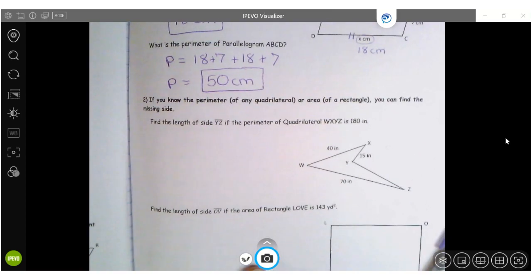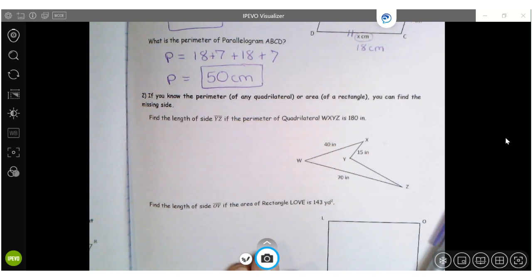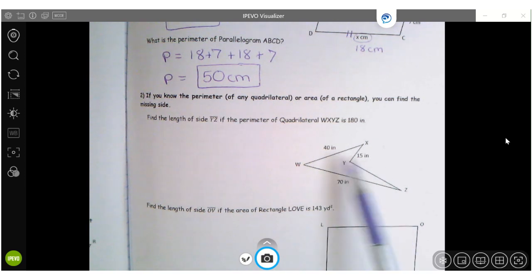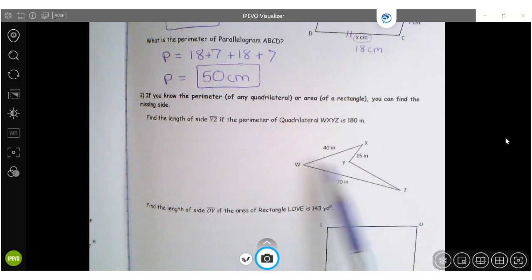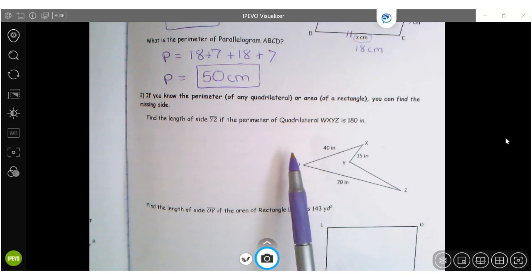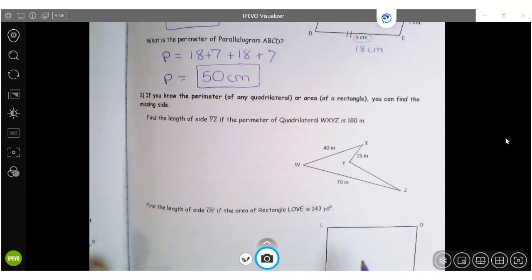All right, so if I go down to this middle section here with number 2, this is the next property we can use: if you know the perimeter of any quadrilateral, or the area of a rectangle, which we'll get to in a moment, you can find the missing side. So this is really starting to use some of our formulas that we would already know from previous years. If you know the perimeter of any quadrilateral, it can be a crazy looking shape that doesn't fit into any other category. It could be a square, a rectangle, a rhombus, a trapezoid, a parallelogram, an isosceles trapezoid, any type of quadrilateral. If I know my total perimeter, then I can find my missing side.